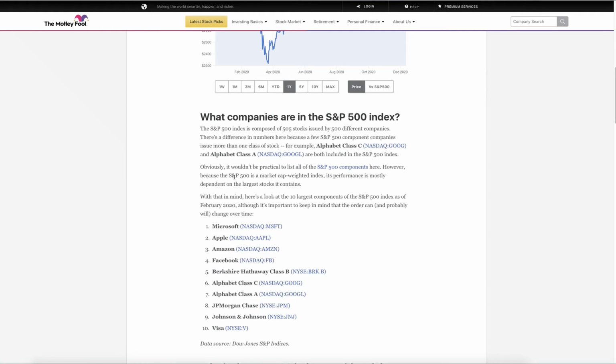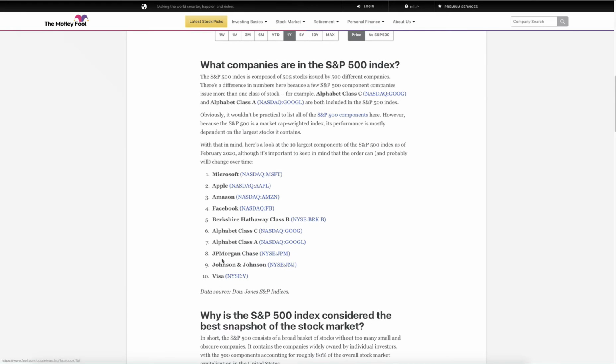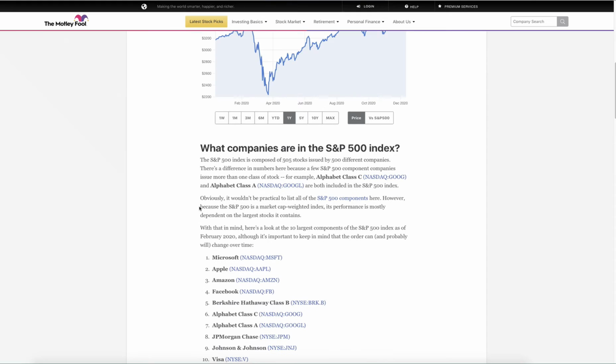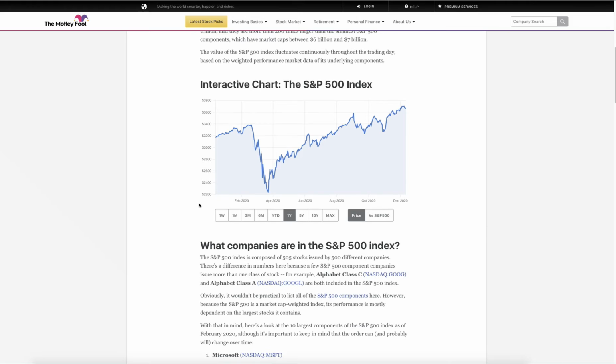And you can see here, the S&P is a market cap weighted index. Its performance is mostly dependent on the largest stocks it contains. So what that means is the stocks on the S&P that are the largest earning, or that may have the largest stock price or the most movement, or just that may be performing the best in that year, those tend to have the biggest effect on the S&P 500 index.